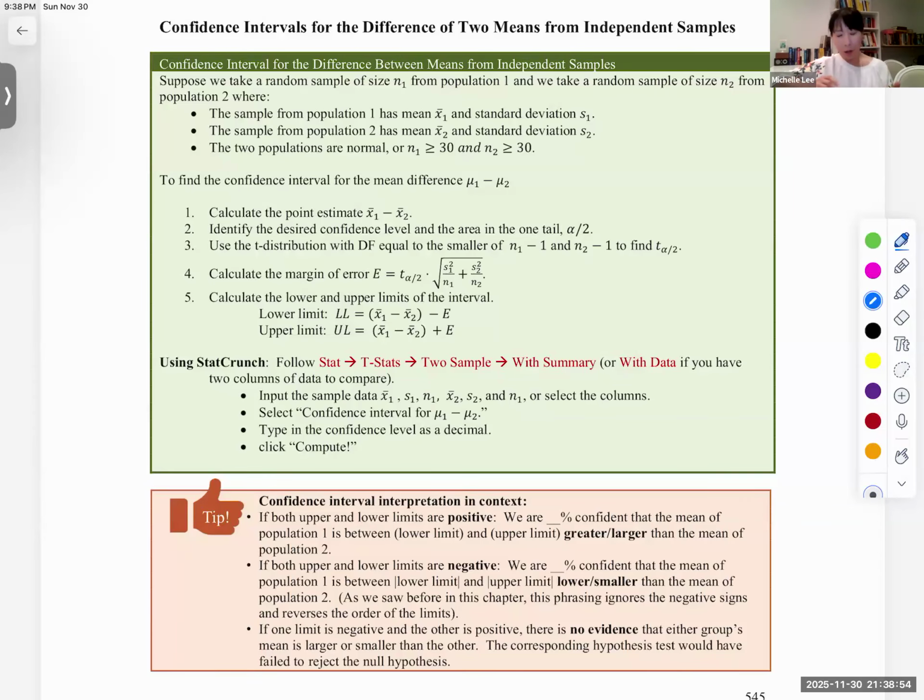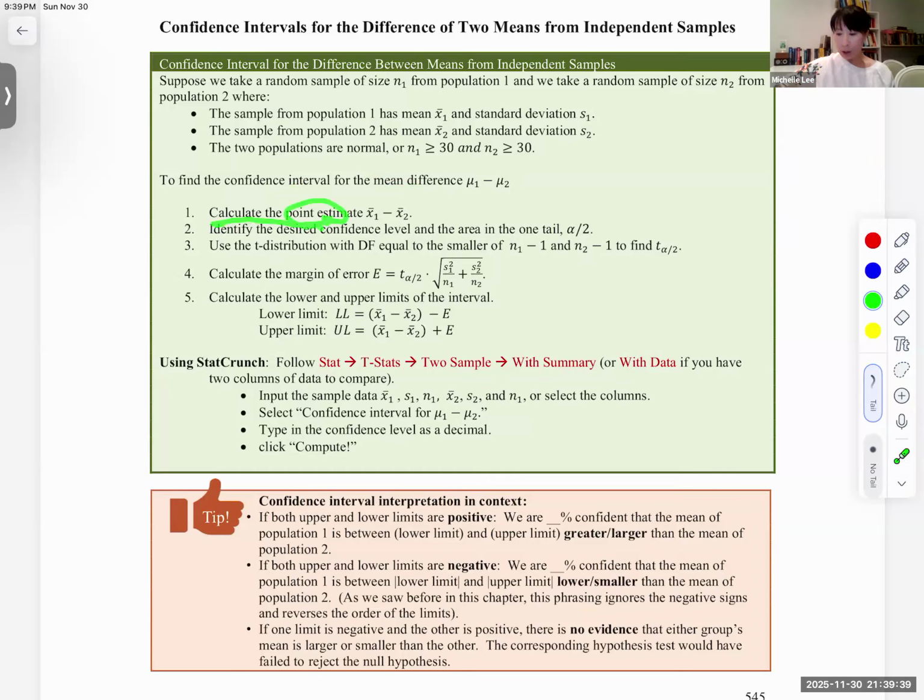All right. So now we're gonna learn about confidence interval. So we did the hypothesis test earlier, right? So confidence interval. x bar sub 1, s sub 1, and x bar sub 2, s sub 2, and then check the normal, right? So the sample size is greater or equal to 30 for both samples. And then we want to find the confidence interval for the mean difference, mu sub 1 minus mu sub 2. And then the first one, calculate the point estimate.